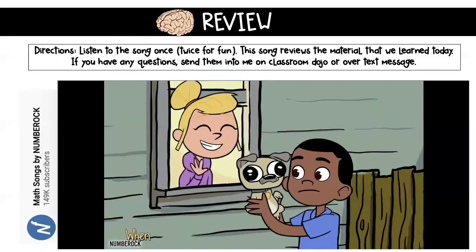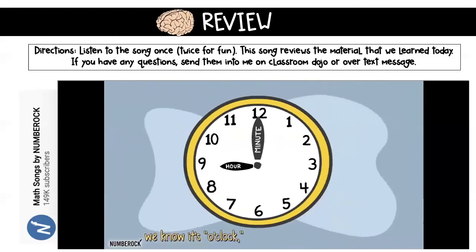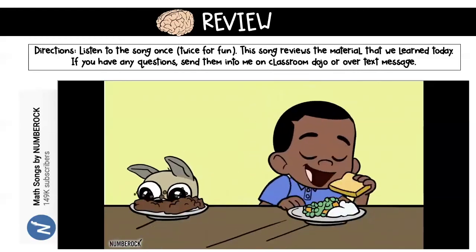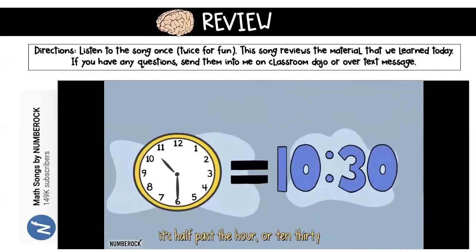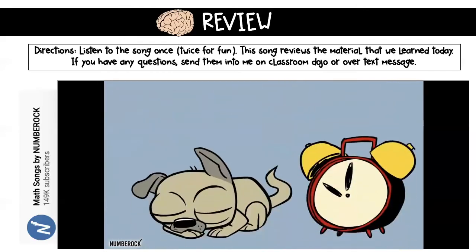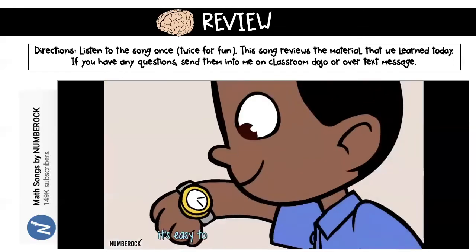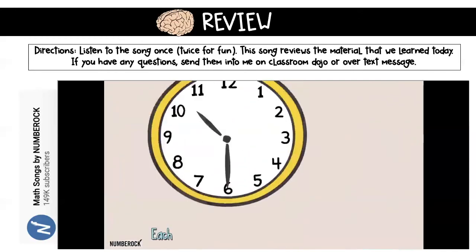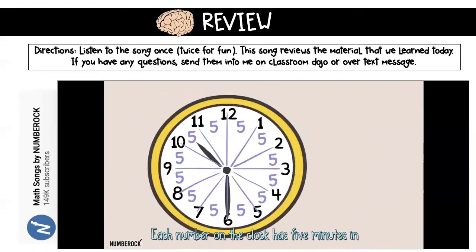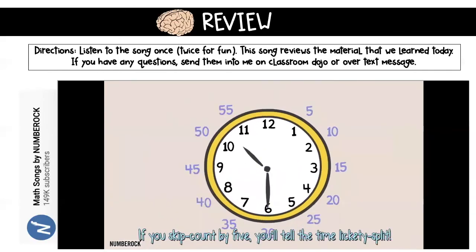When the hour hand's on a number and the minute hand's up, we know it's o'clock when the breakfast starts up. If the hour hand's right between two numbers per se, it's half past the hour, on 10:30 that day. With the long minute hand that represents the minutes gone by, it's easy to tell time and you soon see why. Each number on the clock is 5 minutes a minute. If you skip count by 5, it's out of time, make it a split.